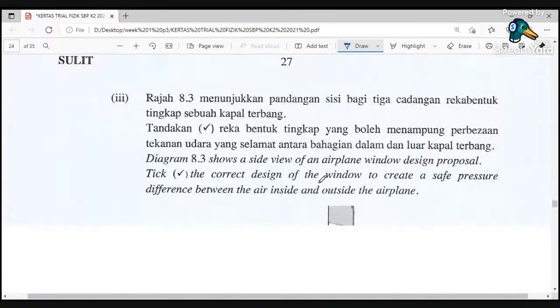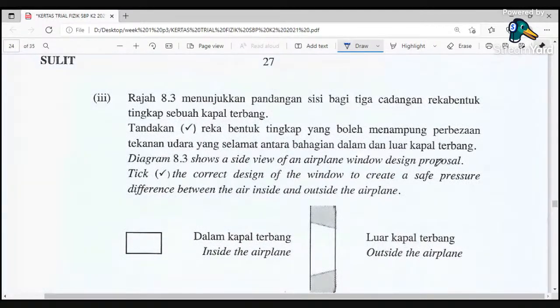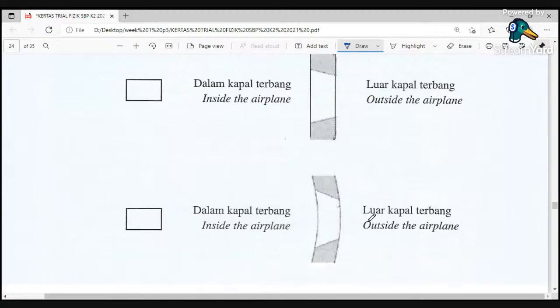Okay, part 3, diagram 8.3 shows a side view of an airplane window design proposal. Pick the correct design of the window to create a safe pressure difference between air inside and outside the airplane. Which one?